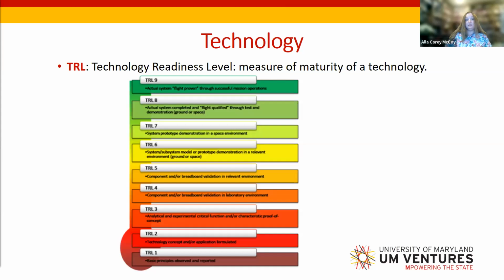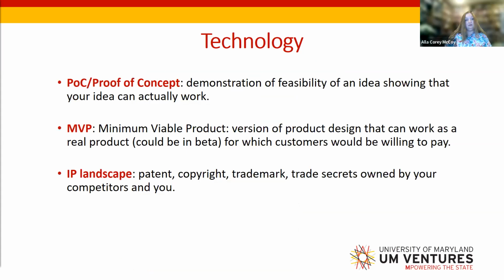Now we'll talk about technologies. TRL, you probably all know and are familiar with this. It stands for Technology Readiness Level. It's a measure of maturity of a technology. Now we talked about proof of concept in business. There's also proof of concept in technology. It's a demonstration of feasibility of an idea, showing that your idea can actually work, or your technology can actually work.